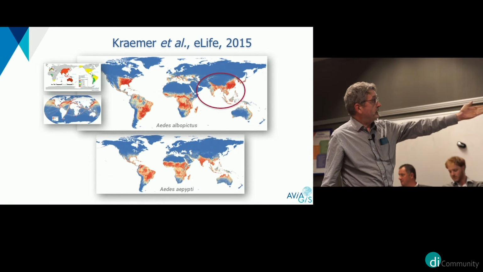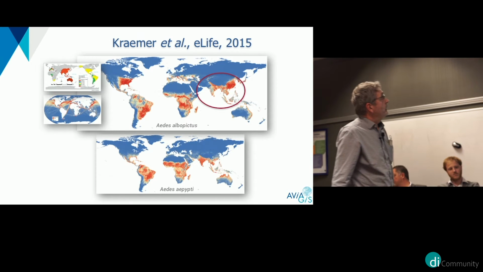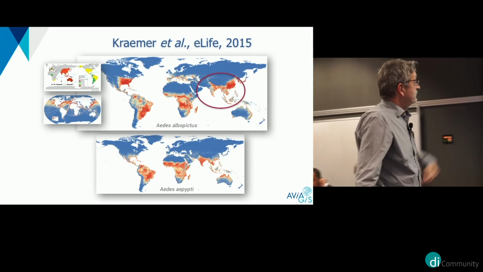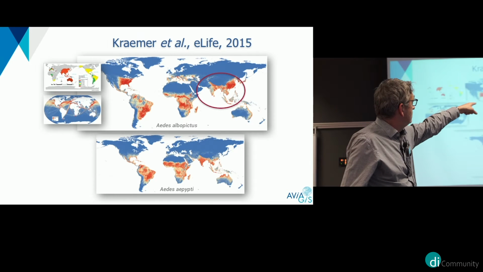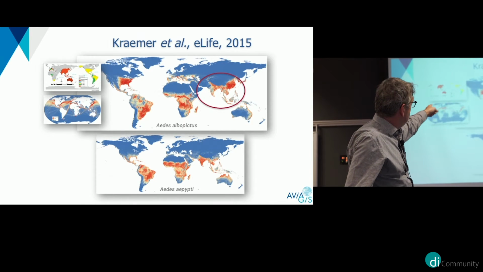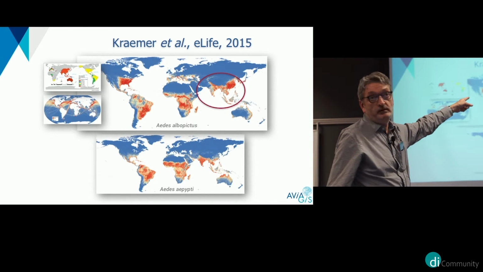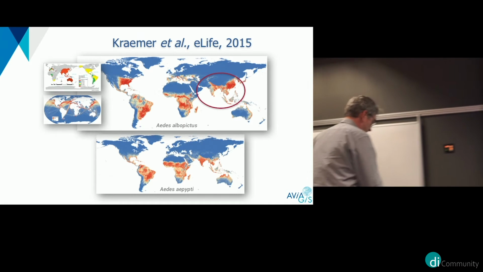Albopictus on top and Aegypti on the bottom. Don't forget, albopictus comes from Southeast Asia and now has been invading the world. I mean, it's quite a successful invader.